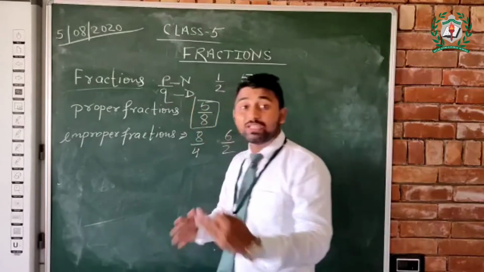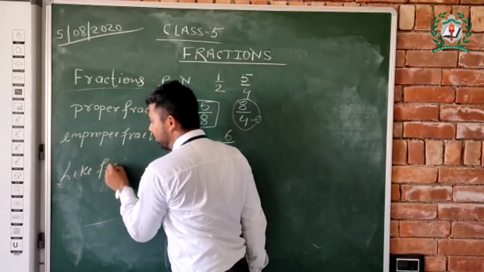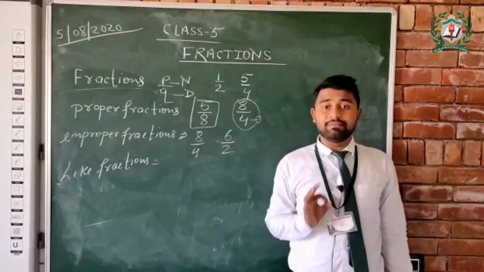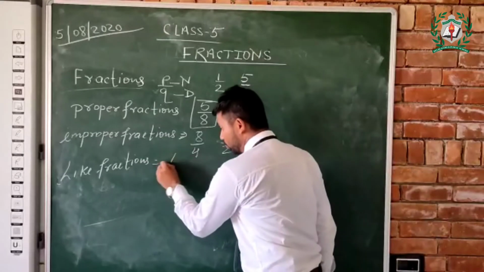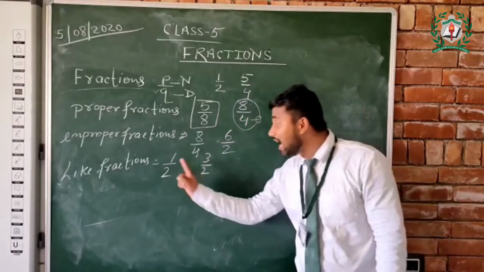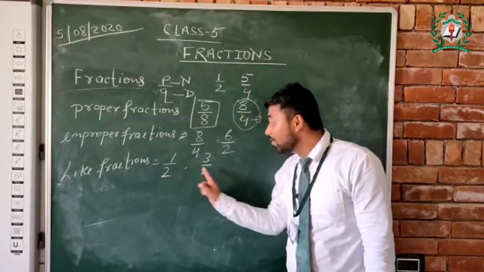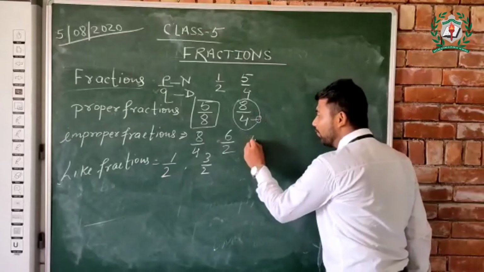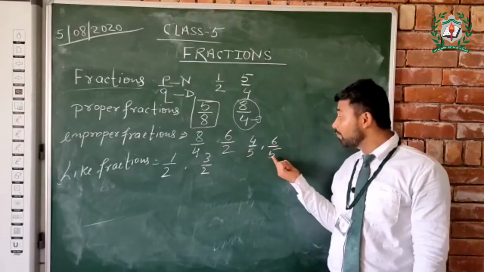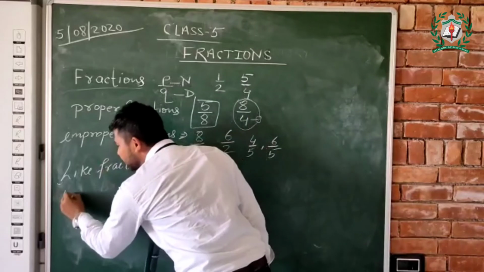So students, next one is like fractions. What about like fractions? Like fractions means the denominators are the same. So these fractions are like fractions. 1 upon 2 and 3 upon 2 are like fractions, because both denominators are the same. For example, 4 upon 5 and 6 upon 5 are like fractions, because the denominators of both fractions are the same.